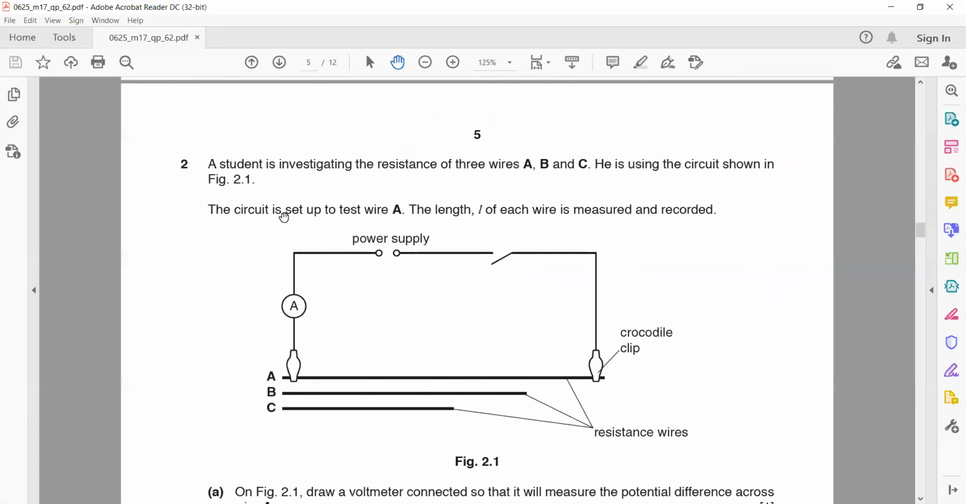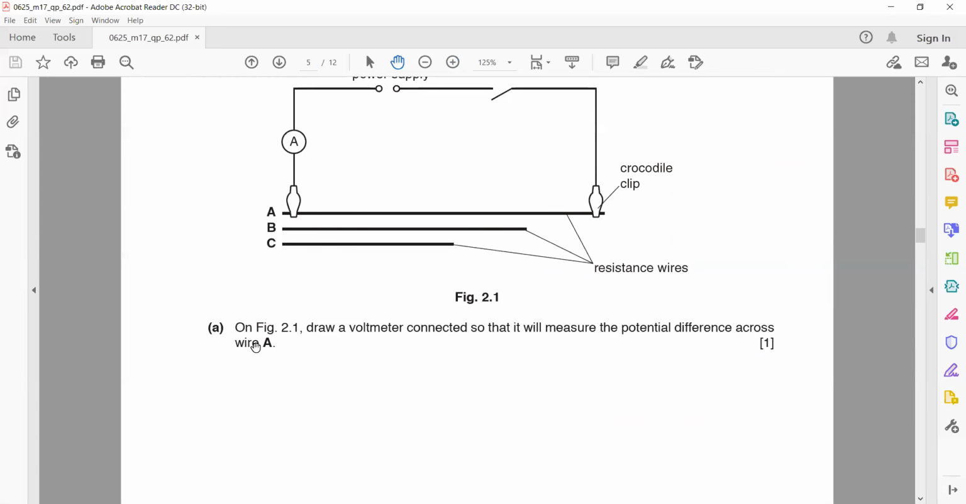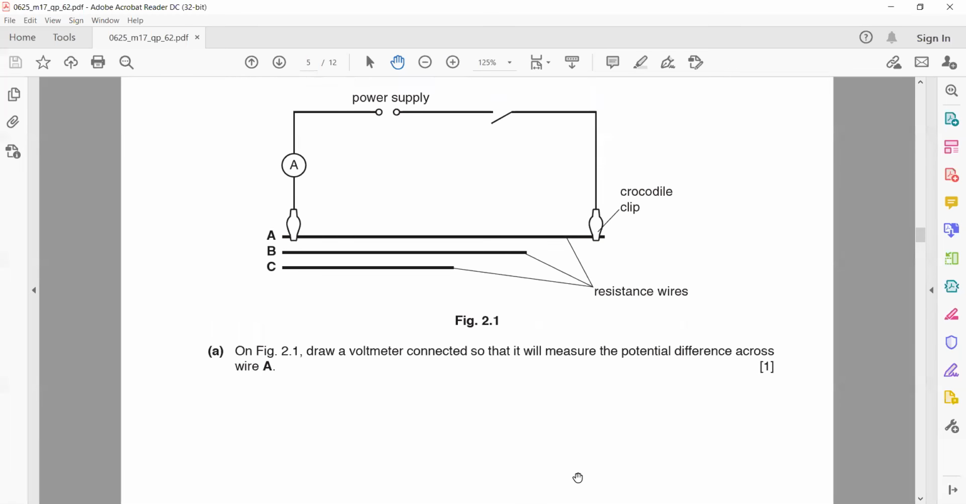The next part: a student is investigating the resistance of 3 wires A, B, and C. He is using the circuit shown in figure 2.1. The circuit is set up to test wire A of length L. The length L of each wire is measured and recorded. So this is wire A, B, and C. On figure 2.1, draw a voltmeter connected so that it can measure the potential across wire A, so that we can measure the voltage across wire A. You can use a screen annotation to show where we should connect a voltmeter to measure the voltage of wire A.